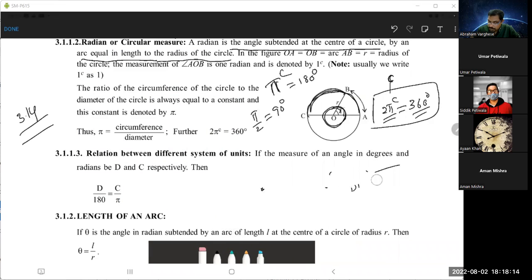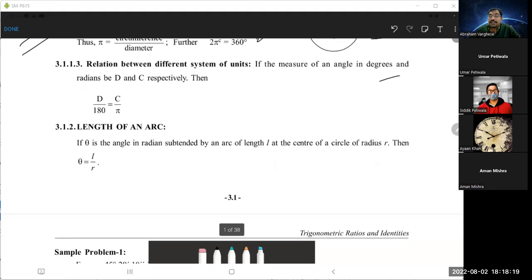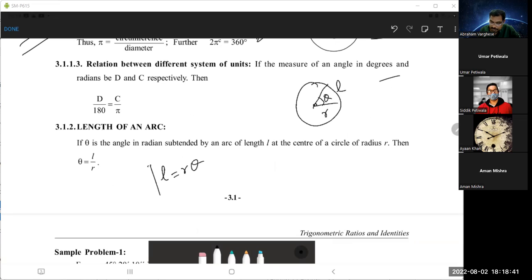Okay, one more important relation, between arc length, radius, and angle. Suppose it's a circle, the arc length is L, the radius is r, and this angle is theta. So we can say theta equals L by r, or L equals r theta, where L is the arc length. So arc length is equal to the radius multiplied by the corresponding angle.